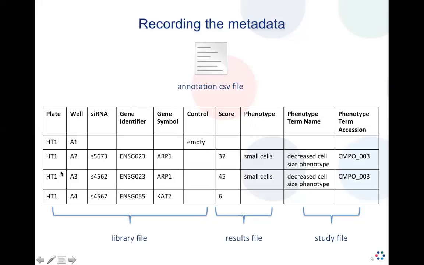And then this is from the library file. And then from the results file, we have a score that they've determined, and then some phenotype information. And then I've pulled from where I've recorded in the study file what the phenotype to ontology mappings are. And I have a Perl script which pulls this information together.